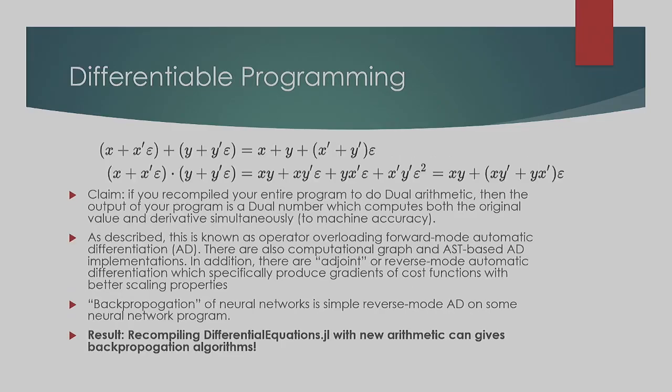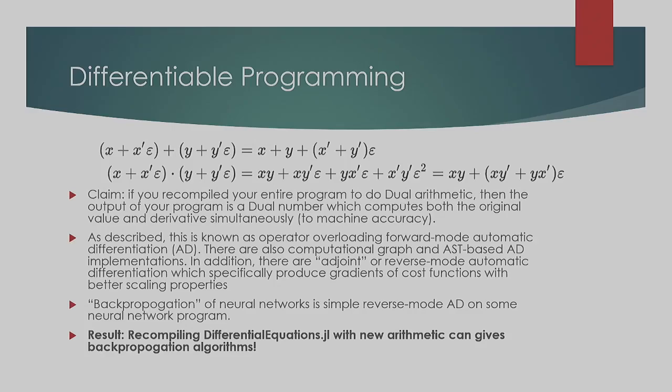Well, it turns out that if you add two dual numbers, then you get x plus y, and you get x prime plus y prime. So if x was the value, y was the value, x prime was your previous derivative, y prime was your previous derivative, this is the derivative of the sum of two things. And what do you get when you take the product? Well, you get the product out, and you get the product rule for the derivative.